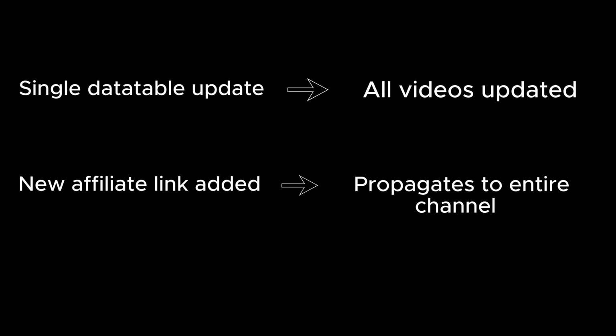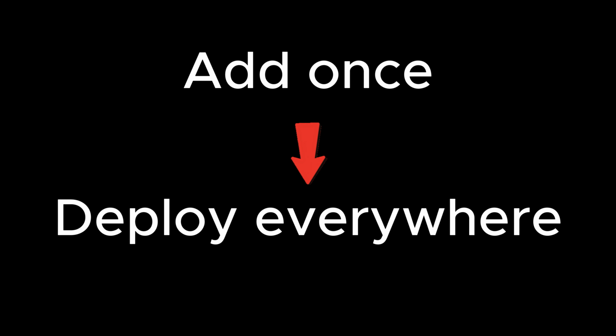Here's what this means for revenue. Every video is now a current sales funnel. Affiliate programs update their links. One change in your data table refreshes your entire library overnight. New product to promote? Add it once, deploy it everywhere. This isn't automation for automation's sake.